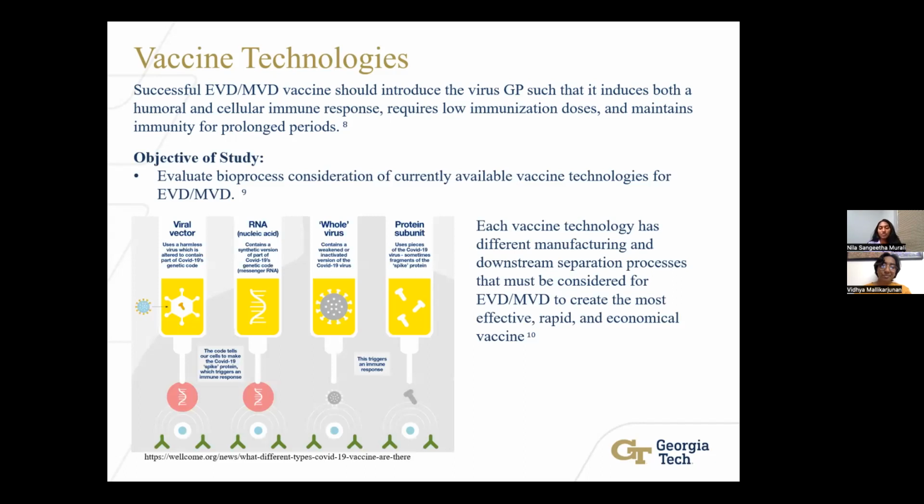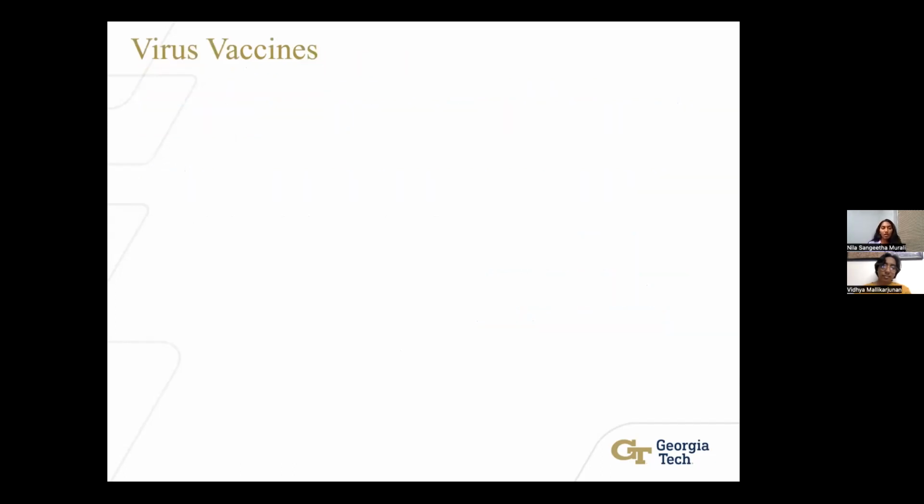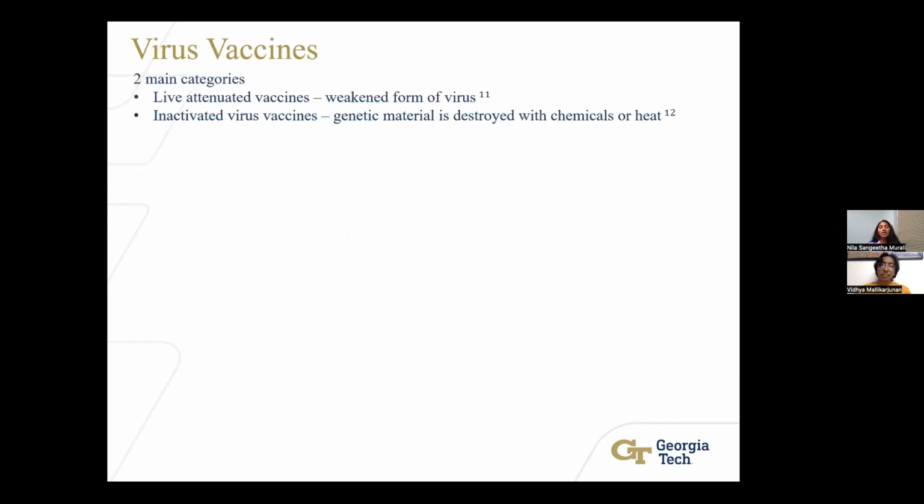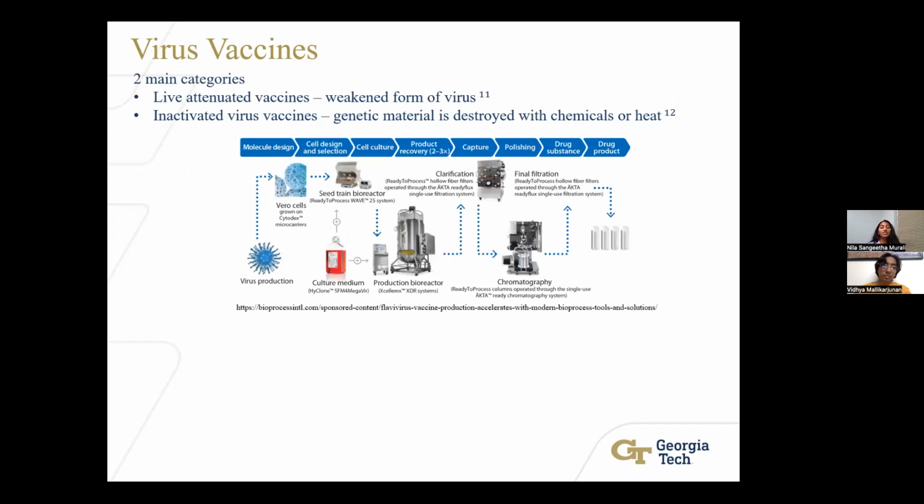This image shows the considered vaccine technologies for Ebola and Marburg: viral vectors, nucleic acids, whole viruses, and protein subunit vaccines. We investigated similar vaccines as pharmaceutical companies did during the COVID-19 pandemic. The first vaccine type investigated was virus vaccines. There are two types commonly used: live attenuated, which is a weakened form of the virus, for example, measles vaccines, and inactivated live virus vaccines, which involves chemical or heat denaturing of the virus's genetic material. An example is the hepatitis A vaccine.